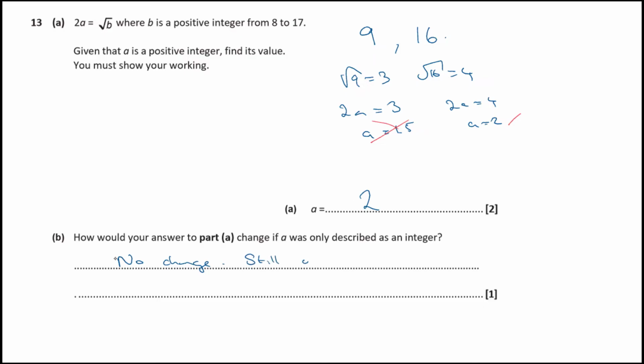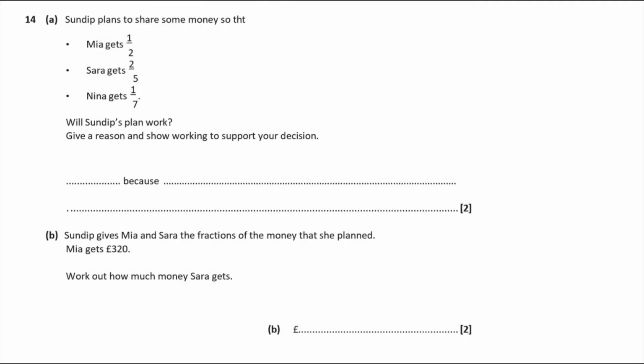Still only equal to 2. Question 14a. Sundip plans to share some money so that Mia gets a half of it, Sarah gets 2/5 and Nina gets 1/7. Will Sundip's plan work? Give a reason and show working to support your decision.